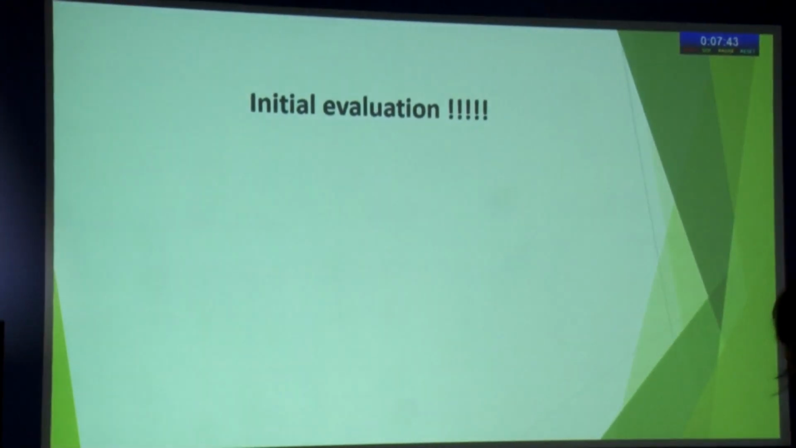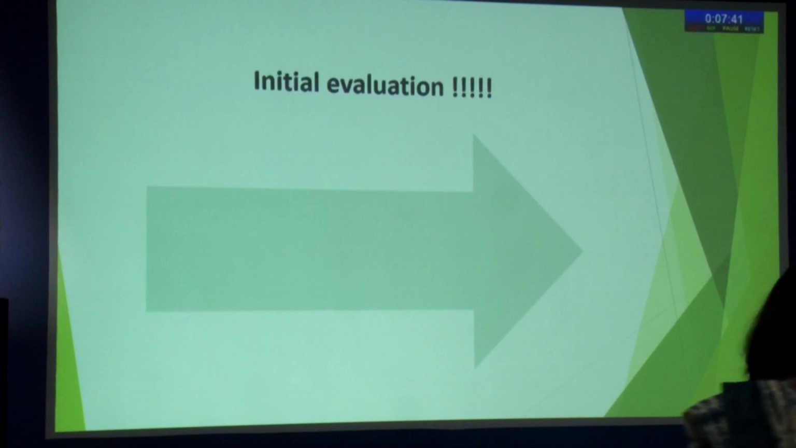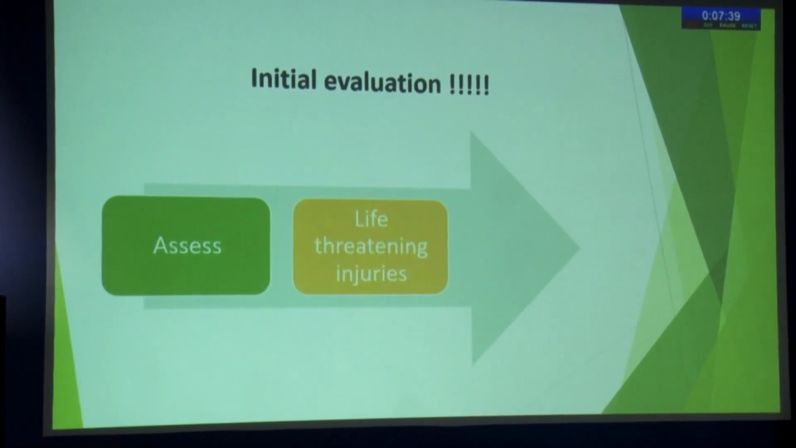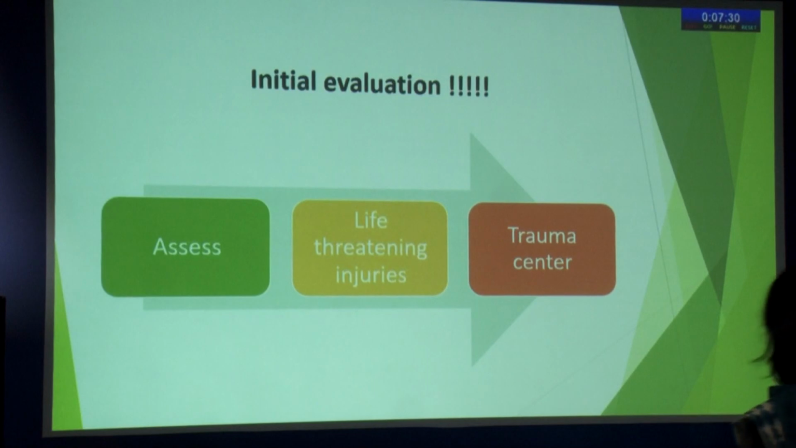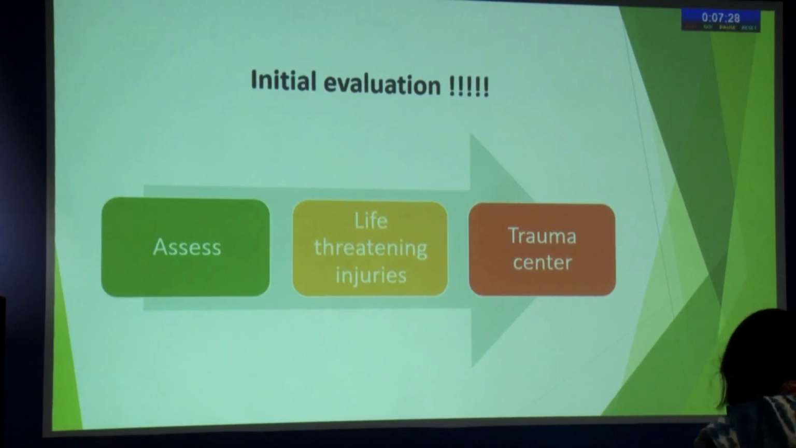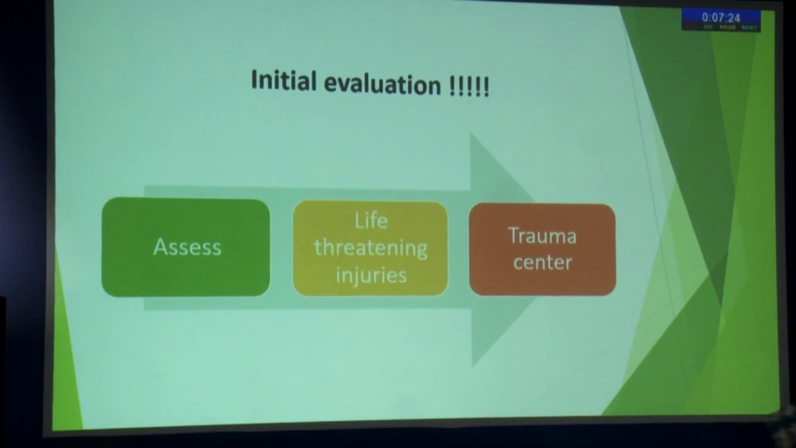So how to go about initial evaluation? First of all, we have to assess if the patient has any life-threatening injuries, because we should always remember to see the patient as a whole, not just the eyes. So life over eyes. If there are any life-threatening injuries, we have to immediately refer the patient to a trauma center and then deal with ocular injuries later on.